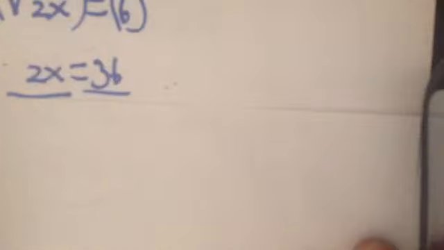Let's move on. Alright, so next we have the square root of 2x equals 6. So we'll want to square it again on both sides, and we'll get 2x equals 36, because 6 squared equals 36, and the square root cancels out.